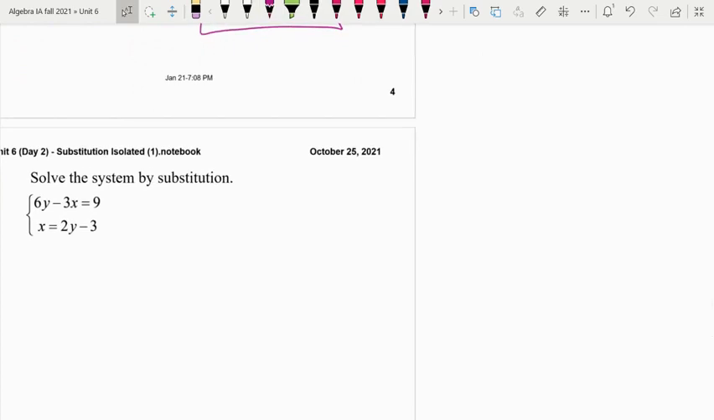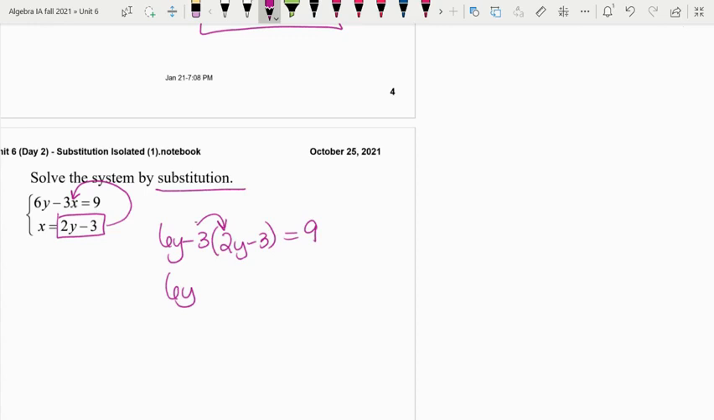All right, solve this one by substitution. So it says x equals 2y minus 3, so I'm going to substitute for that x. So 6y minus 3 times 2y minus 3 equals 9. 6y, distribute the negative 3 through here. So negative 3 times 2y is a negative 6y. Negative 3 times negative 3 is positive 9 equals 9.